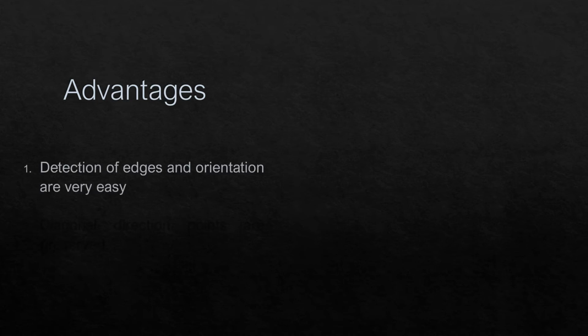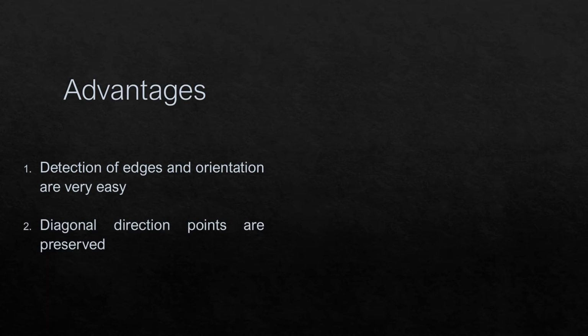Now, what are the advantages? Before saying anything bad about someone, we need to say good about them as well. So the detection of edges and orientation are very easy in Roberts edge detection compared to others. That's true. At the same time, the diagonal direction points are preserved. Yeah, in Roberts edge detection, the diagonal points are preserved automatically by the convolution method that we use.